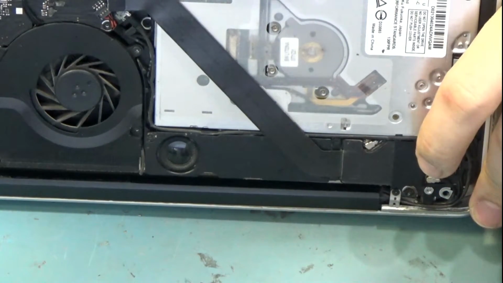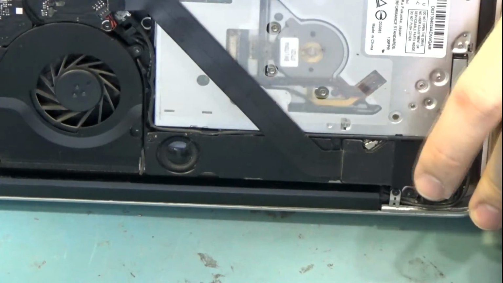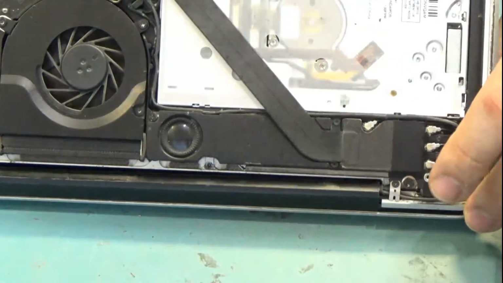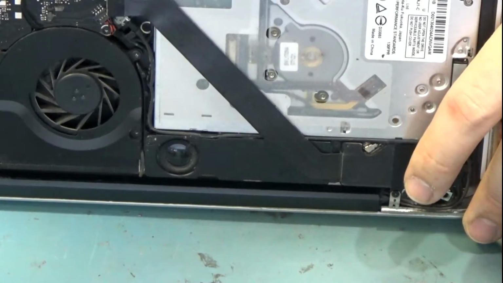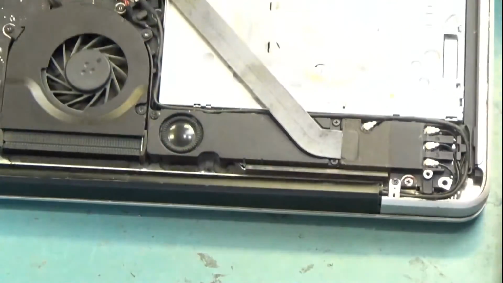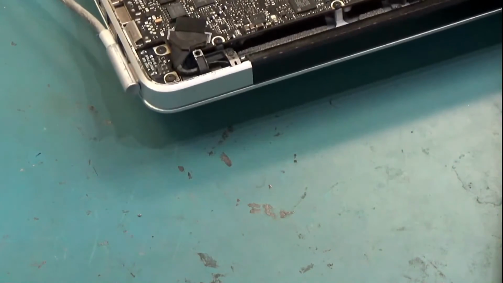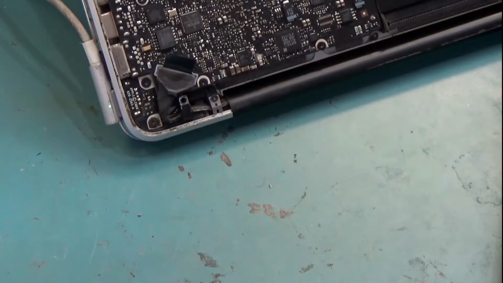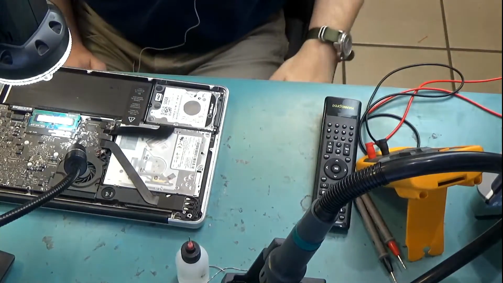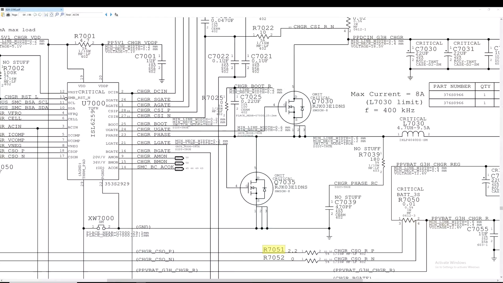So, customer said green light, then orange light. I do not see an orange light. I just see a green light, no orange light. Okay, this makes me believe that the problem has something to do with current sensing. Look at this, no orange light, just green. Let's take a look at the circuit diagram quick.